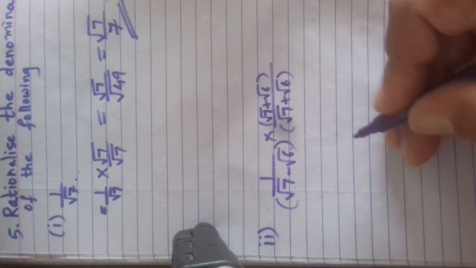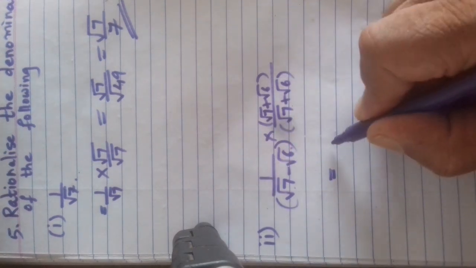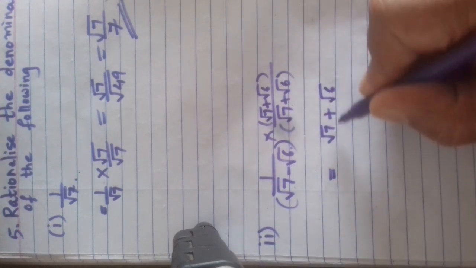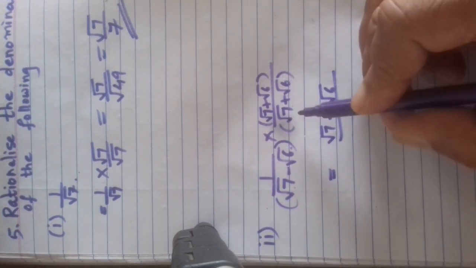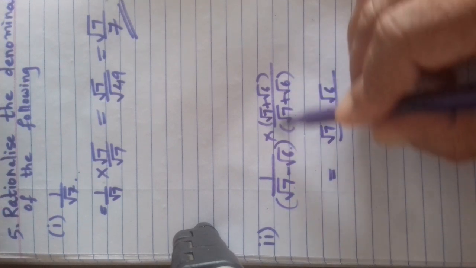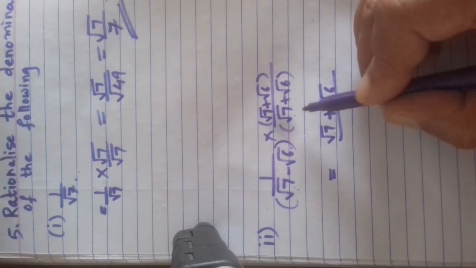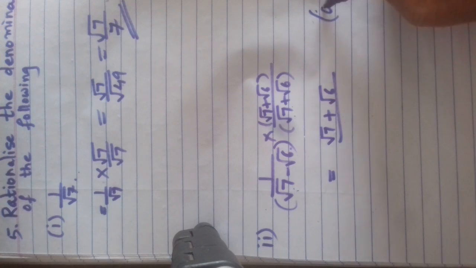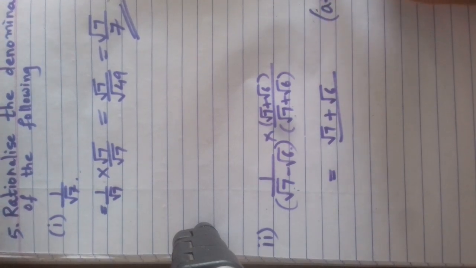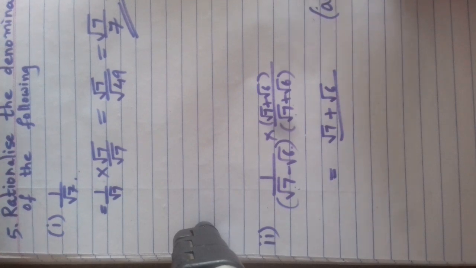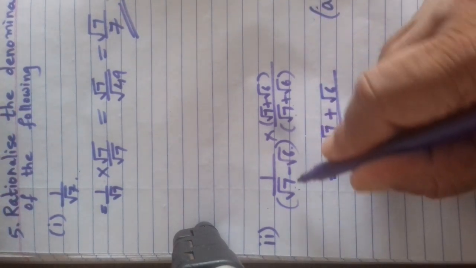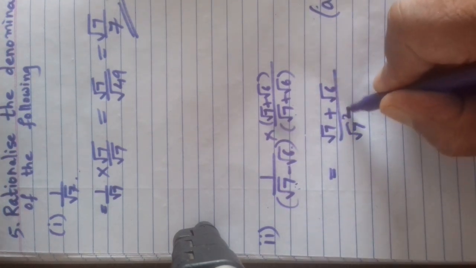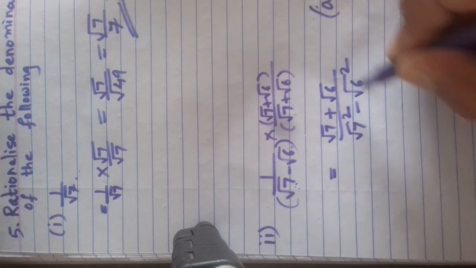Okay. Now we will continue on the next line. 1 into root 7 is root 7. Numerator I am solving. 1 into root 6 is root 6. Denominator you can see, this is of the type root 7 minus root 6 into root 7 plus root 6, which is of the type a plus b into a minus b. And the multiplication of a plus b into a minus b is what? A square minus b square. So a is root 7 here, b is root 6. So a square will be root 7 square, b square will be root 6 square.